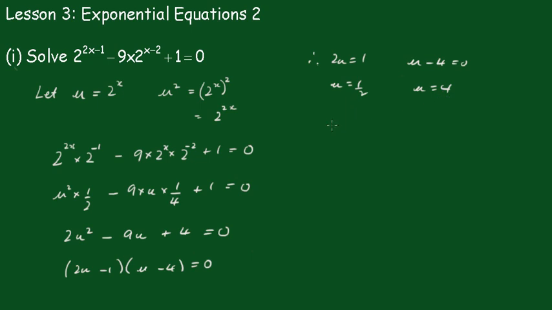Replacing the u with 2 to the x, we get 2 to the x equals a half, which is 2 to the negative 1, and we get 2 to the x equals 4, which is 2 squared. Equating these exponents, we get x equals negative 1 or x is equal to 2. These are the solutions to this exponential equation.